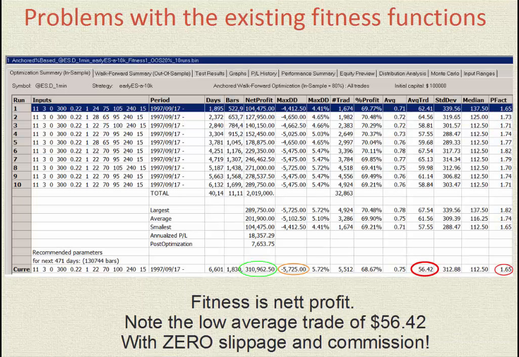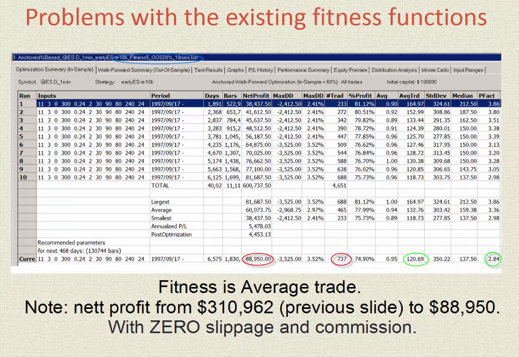We've now done a walk-forward optimization using fitness of net profit. Zero slippage and commission was used. The results gave net profit being way up, the number of trades are way up, and the average trade is nearly halved. It's gone from $91.61 down to $56.42. We are now doing a WFO with fitness of average trade.